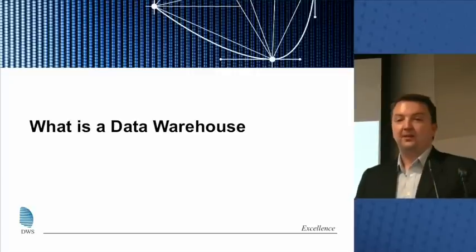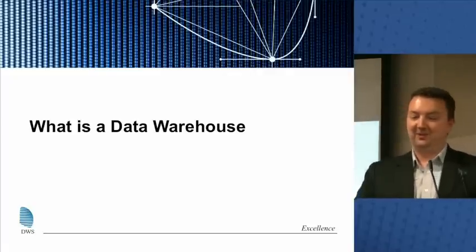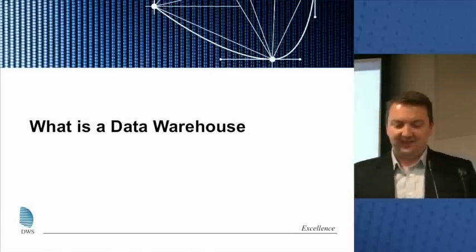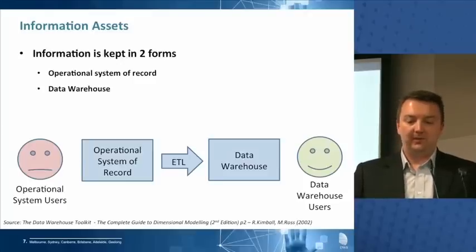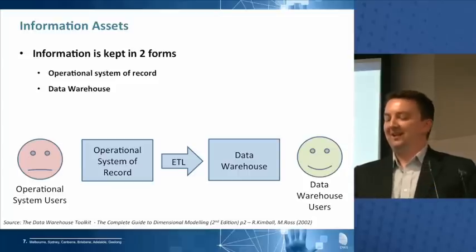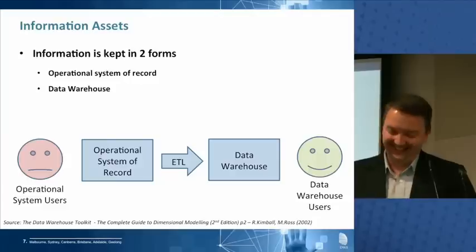Okay. Now you may catch me reading the header slides. Okay, you're not getting a boost bar for that. What is a data warehouse? Right, so in Ralph's world, there's two types of systems. Operational systems of record. Why are the operational system users not happy?